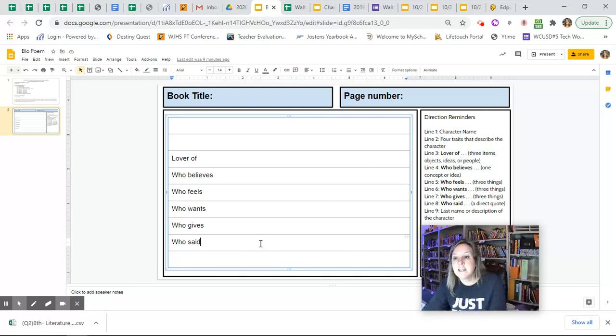And then the last line here would be the character's last name, because we were just putting the first name up here. So down here, you're going to put the character's last name. Or if we don't know the character's last name, you could put a description of the character in that box. So this one might look like it's going to be a lot shorter than the other one, but I think it requires you to be a little more thoughtful, and so it should take around the same amount of time.